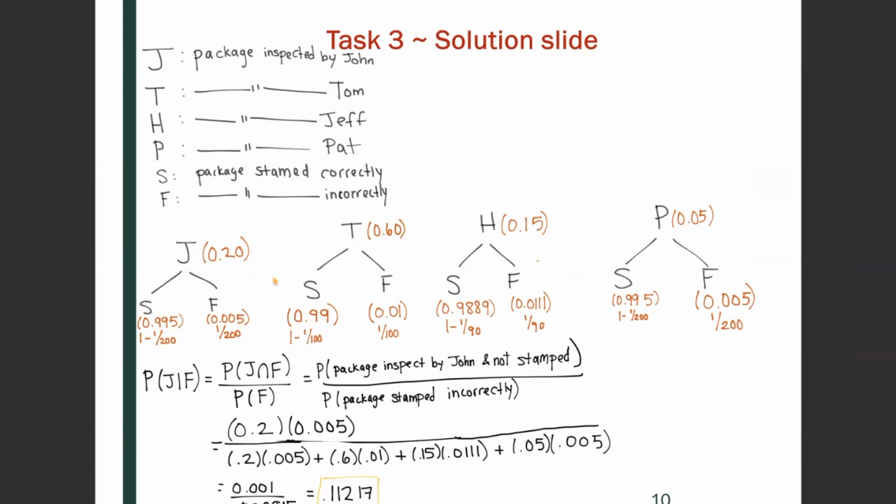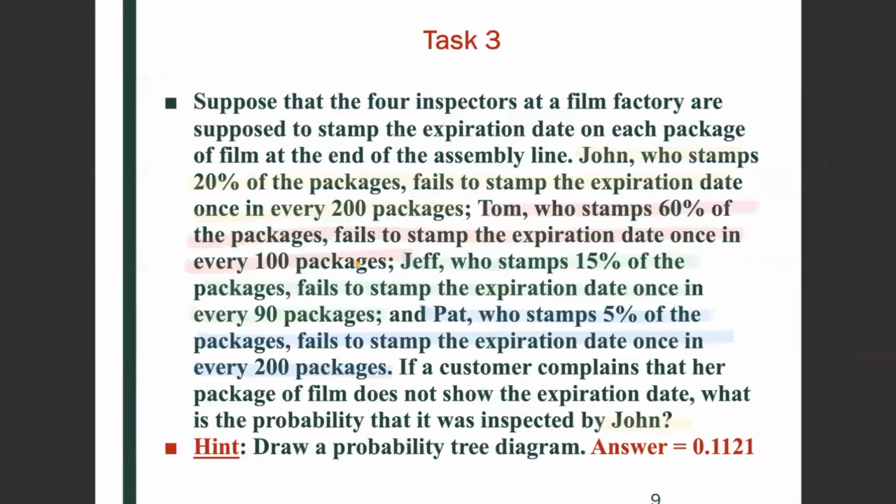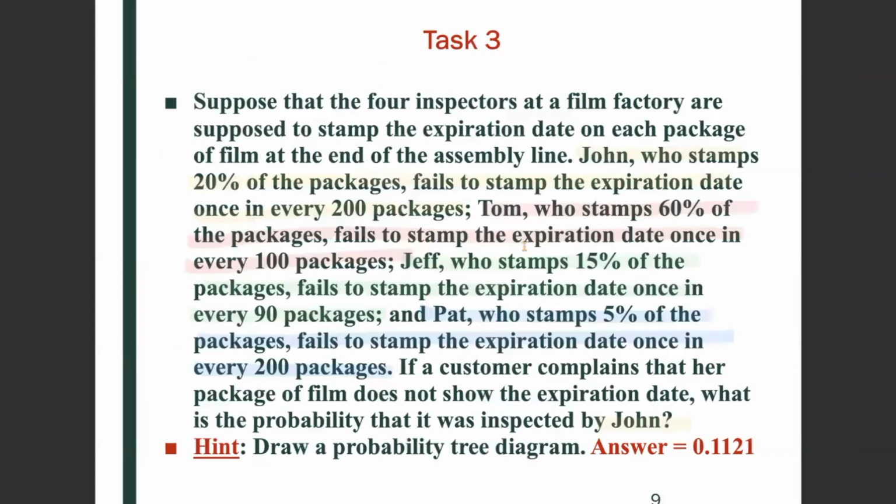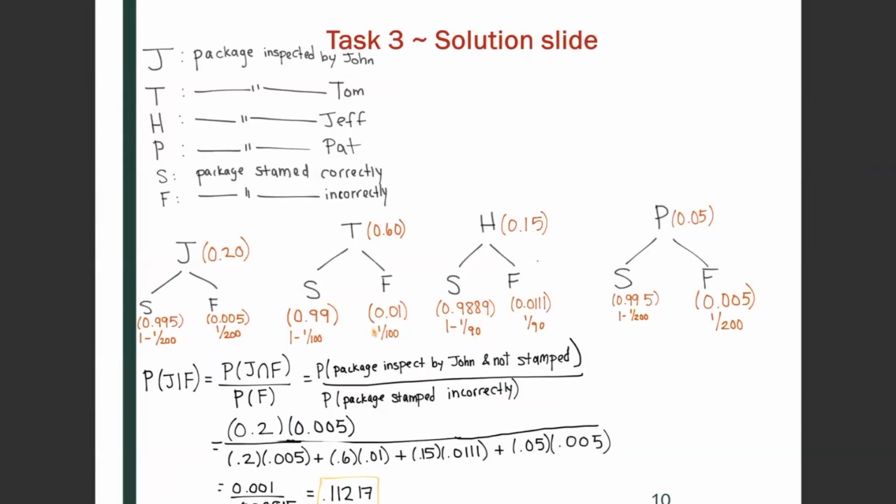And now we're going to do that for each person. Next is Tom. Tom stamps 60% of the packages, so here that's 60%. And of those, he fails to stamp the expiration date once in every 100 packages. So 1/100 is going to be this F event under Tom, and 1 minus 1/100 is 0.99.